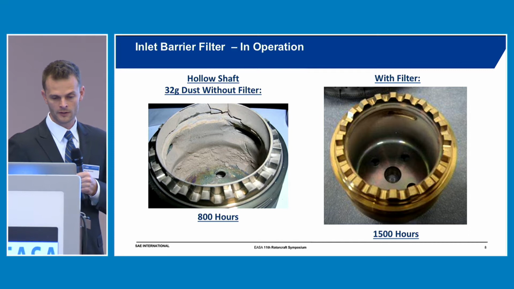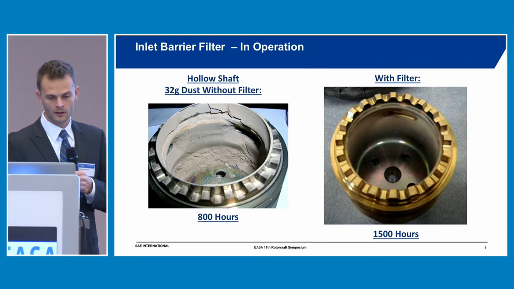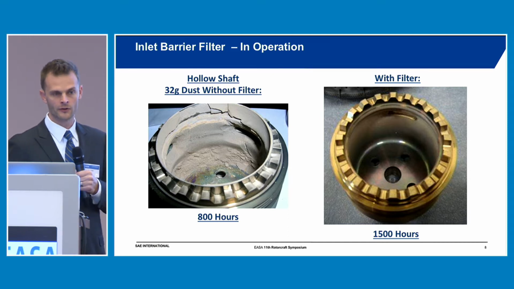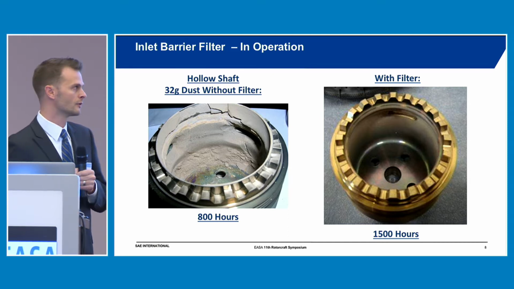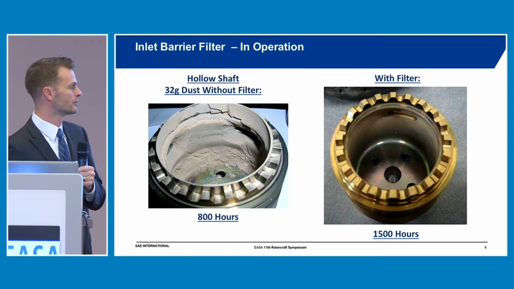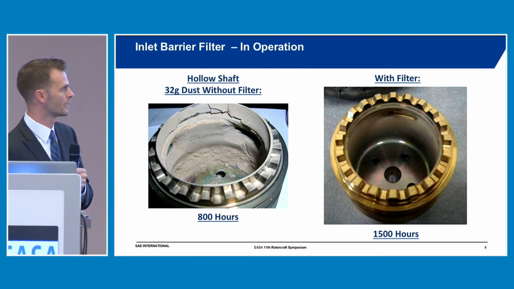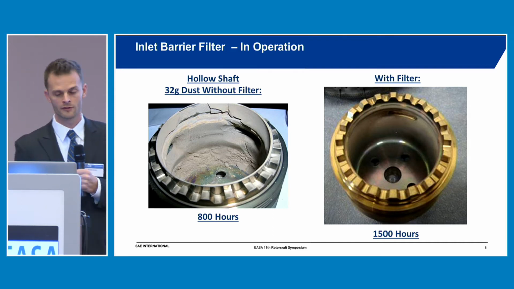They had to overhaul their engine around 800 hours. Through the overhaul process, they found about 32 grams of dust in their hollow shaft. They later installed a filter, and the same part made their TBO at 1,500 hours, and it came out clean without any indication of buildup.